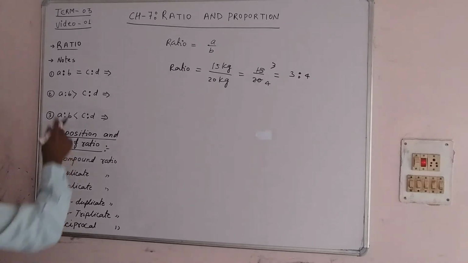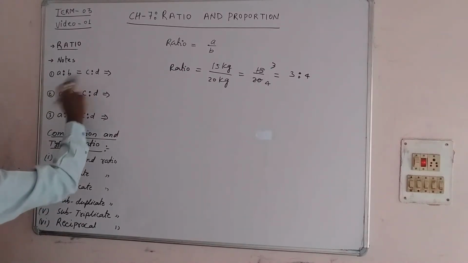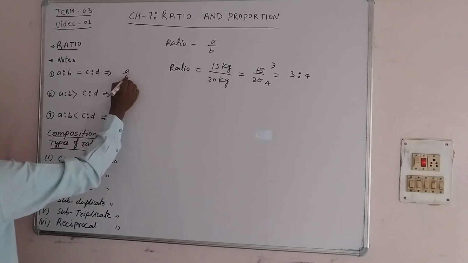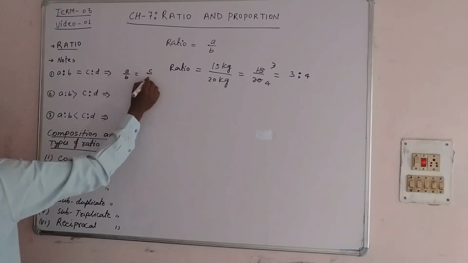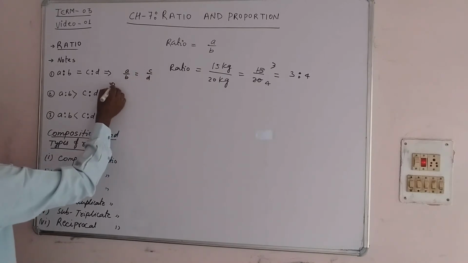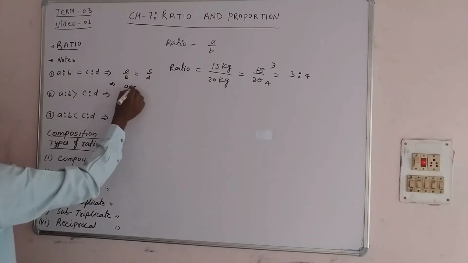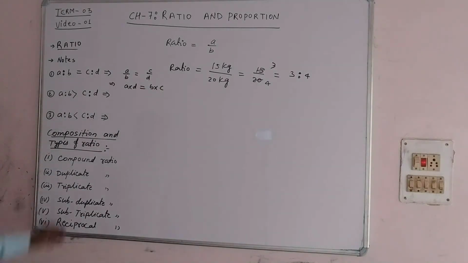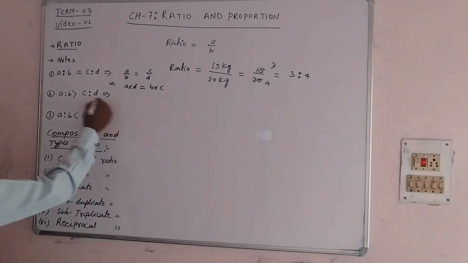Now some notes you have to remember here that we have already done in class 7 and 8 also. A is to B equal to C is to D. That means you can write this as A by B is equal to C by D. Do the cross multiplication. After cross multiplication, this becomes A into D equal to B into C.